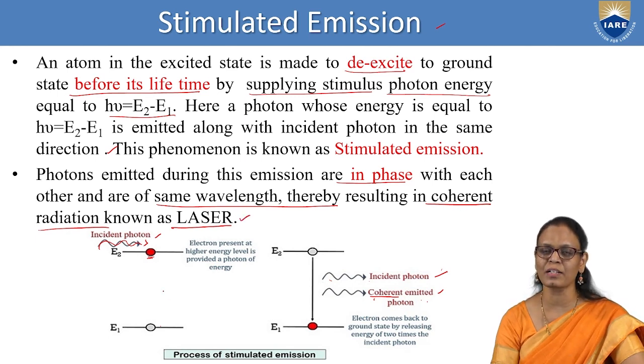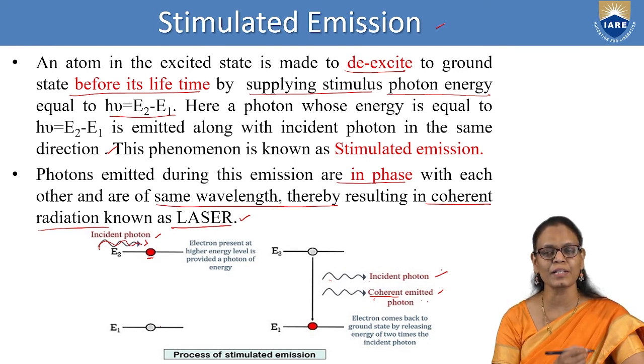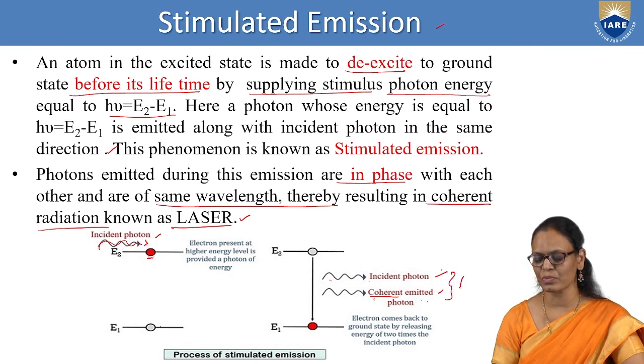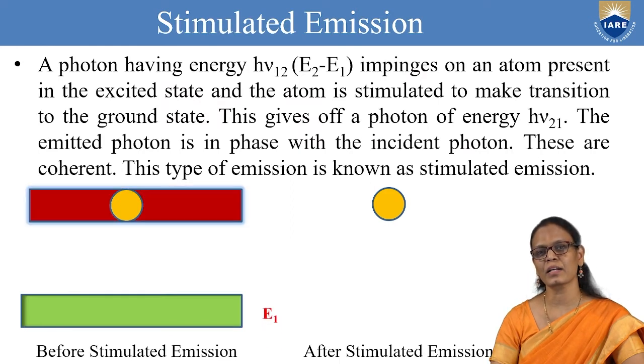So in spontaneous emission, there is no chance to get a laser because the light emitted is not coherent, not having a single wavelength, or not having the same energies. But whereas in case of stimulated emission, what we see here is they are having the same phase, so they are coherent. This gives rise to laser. So we'll see the phenomenon, how it is occurring.